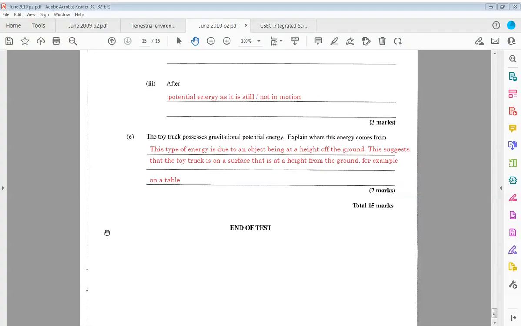And E, the toy truck possesses gravitational potential energy. So explain where this energy comes from. So remember from the diagram we were looking at, we said gravitational potential energy comes from an object being a distance from the Earth's surface, right? So this is suggesting that the toy truck is not on the ground, it's at a height. So, for example, it could be on a table, and that's why it would have gravitational potential energy.